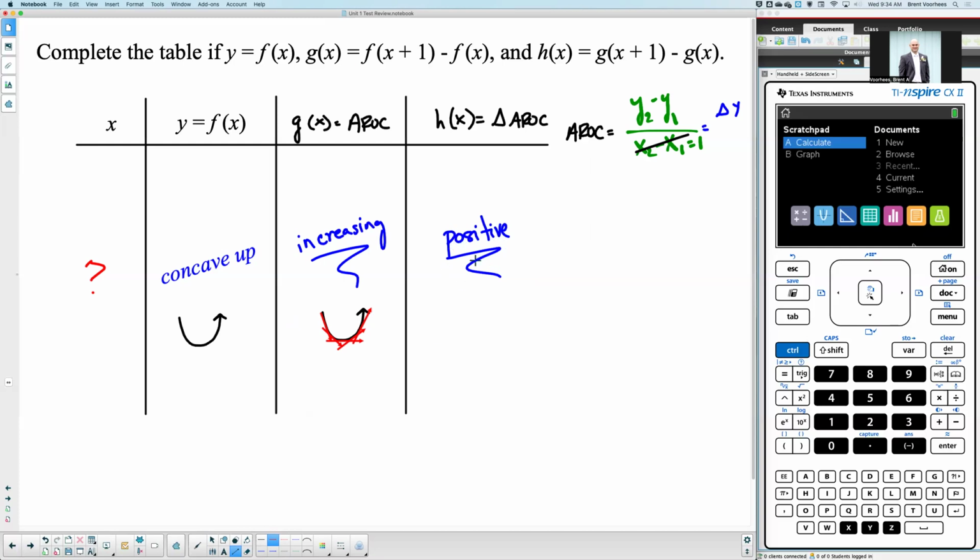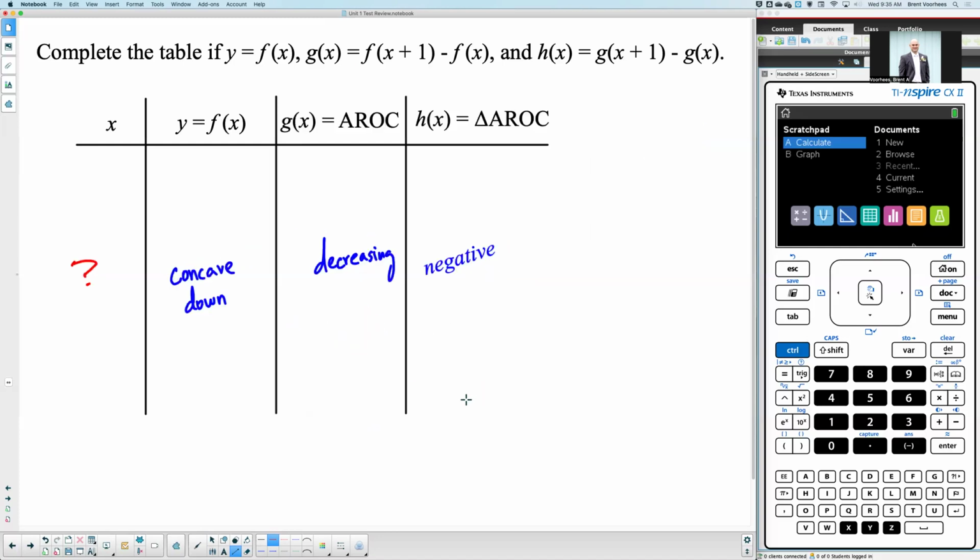And delta AROC being positive, that just means if you took the change, if you subtracted the slopes from one another, you're getting a positive number each time, just because it's getting more and more bigger. Okay, let's go to the next one.